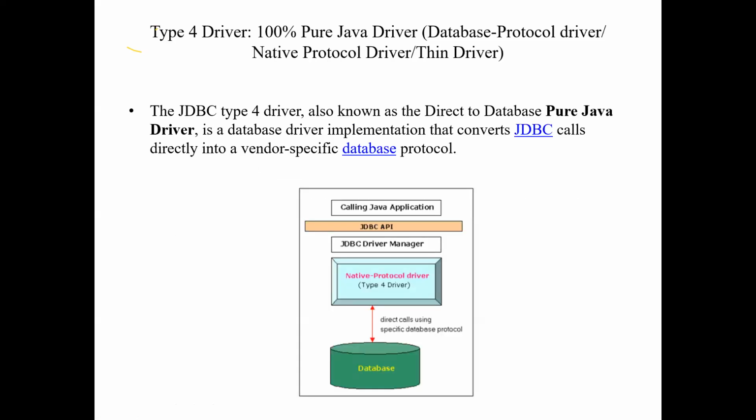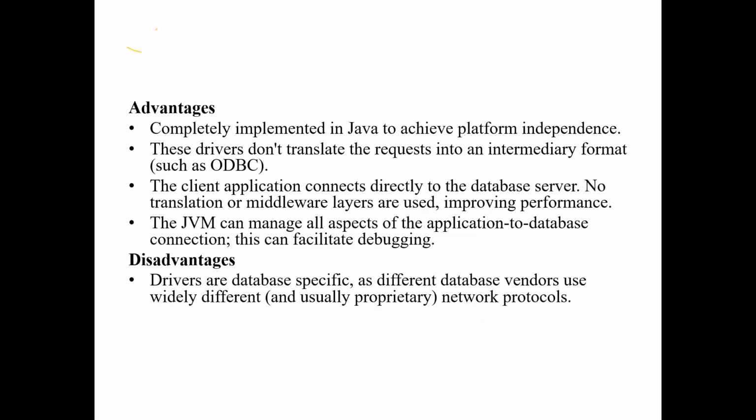Okay, so here the main advantage is it is 100% pure Java. It is completely implemented in Java to achieve platform independence. These drivers don't translate the request into an intermediate format such as ODBC, and ODBC is not needed, vendor support is not needed, middleware servers are not needed. That's why these are the advantages for the type 4. Here also one disadvantage is there. What is the disadvantage? Drivers are database specific. Different database vendors use widely different network protocols.